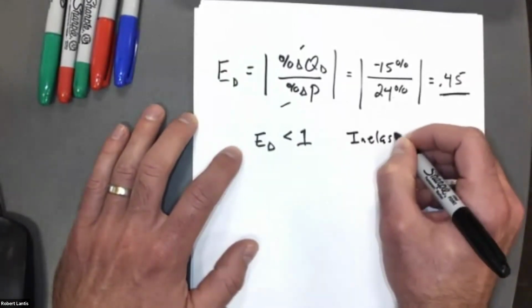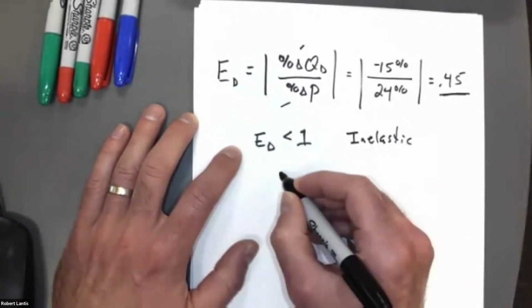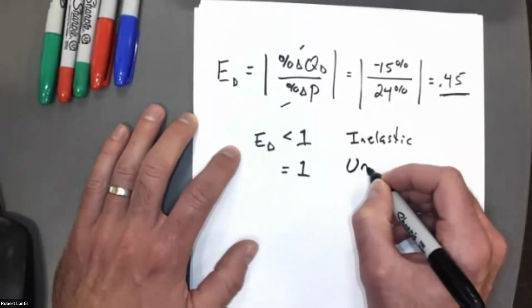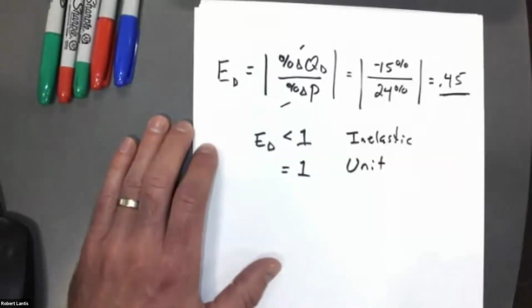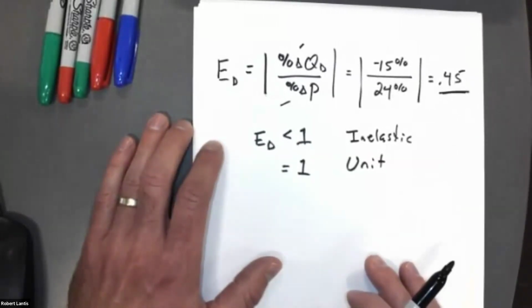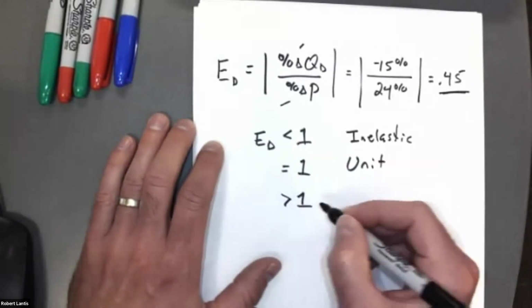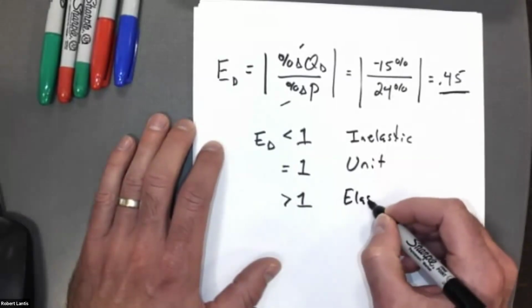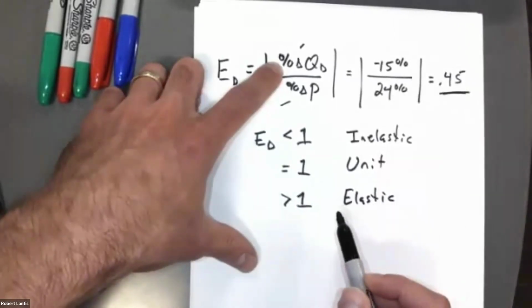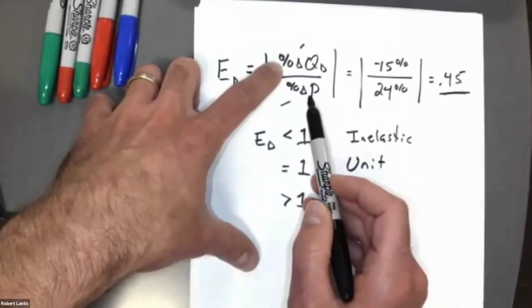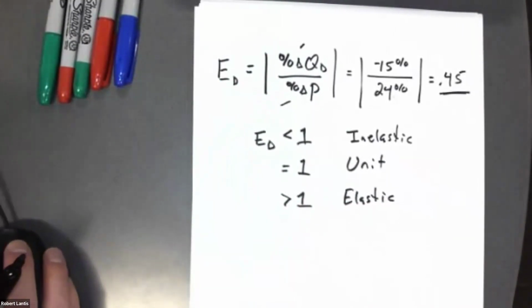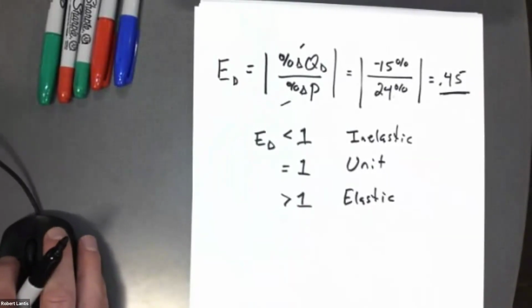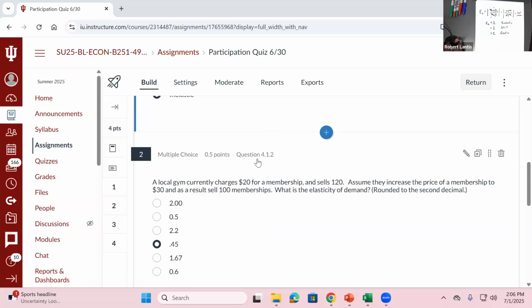If I'm not responsive, that's inelastic. Equal to 1, we said that was unit elastic. The only way it's equal to 1 is if the percentage change in price is exactly the same as the percent change in the quantity demanded. And if it's greater than 1, we would say it's elastic, because the percent change in quantity demanded would have to be larger than the percentage change in price. So that one shouldn't be too bad, just reminding us what we talked about.